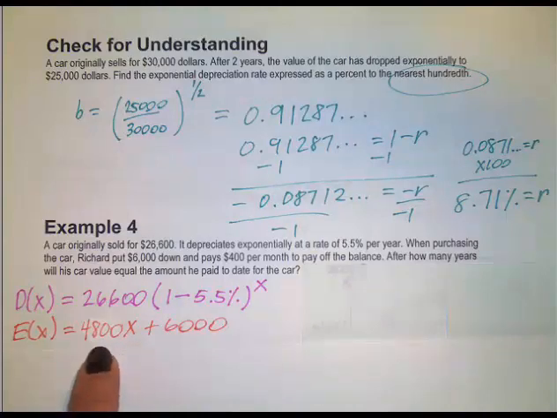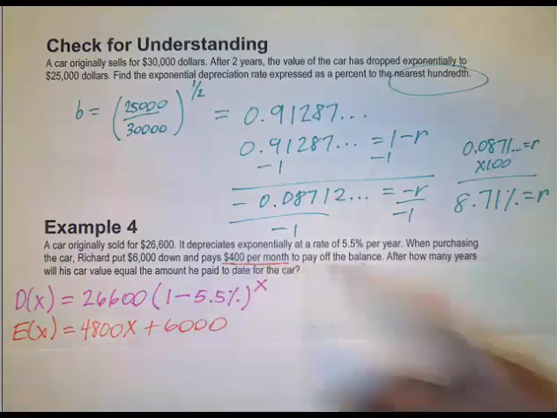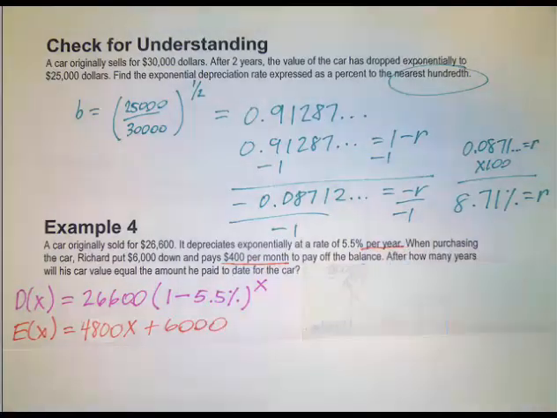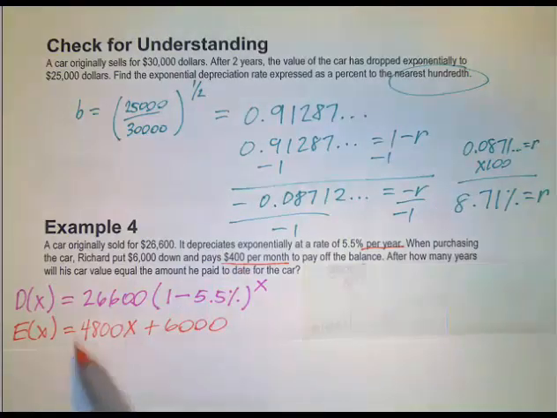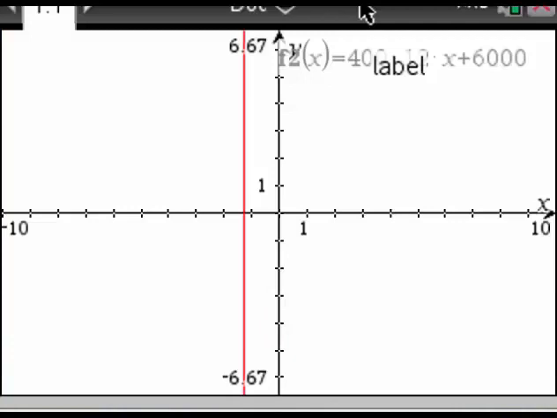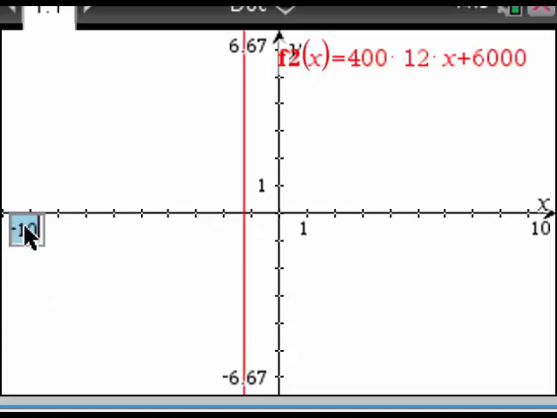Well, how do we get 4,800? Well, the problem is this is per month, and our time is per year. So I took 400 and I multiplied it by 12. So in a year, we pay $4,800 for this car times years plus the $6,000 originally as the down payment. So now we need to graph this. So go ahead and grab your calculator. And once you have them graphed, we don't see anything. So it's hard for me to get on that 6.67.